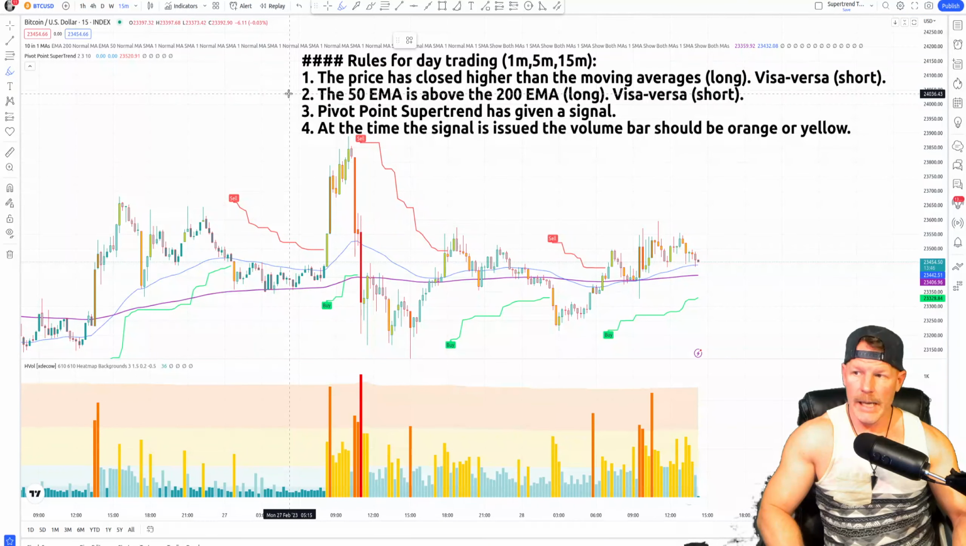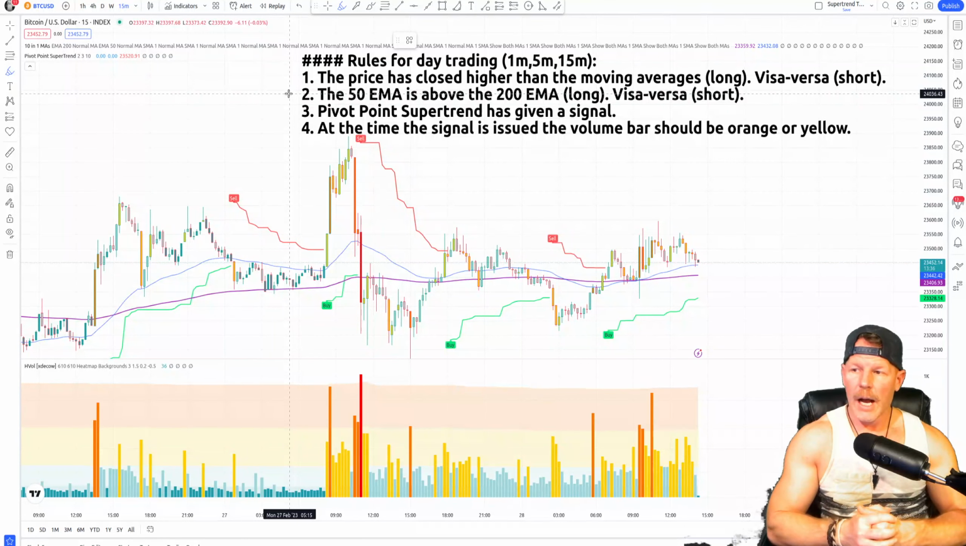But anytime you have one of these that is not followed, you're negating the whole trading strategy. You want to make sure all four of these are carried out precisely. On the short side, it would be just the opposite. You want to see the candle below both EMAs. You want to see the 50 below the 200.